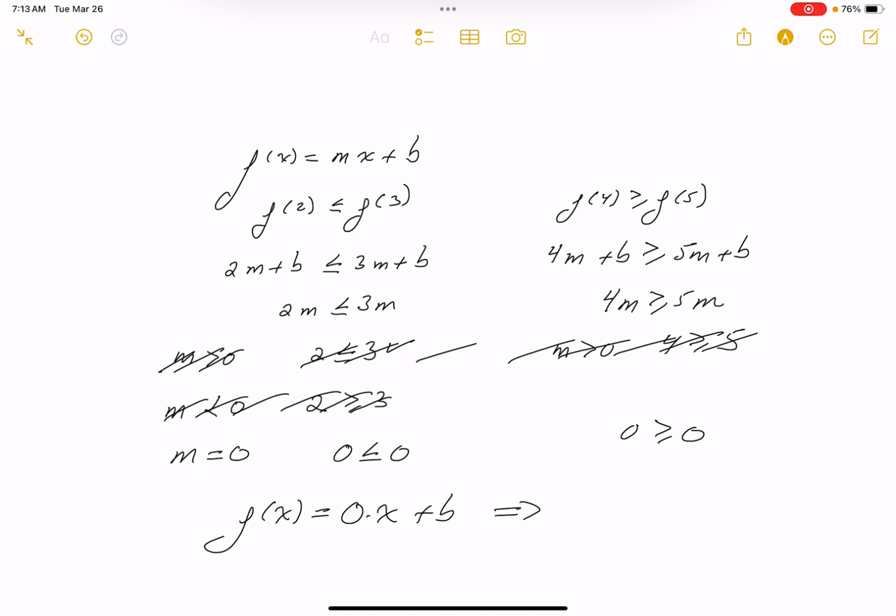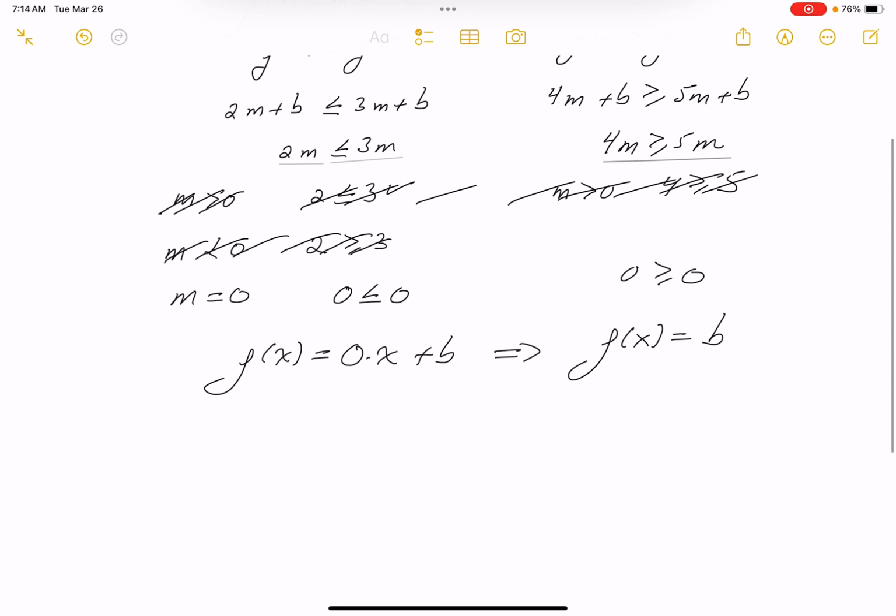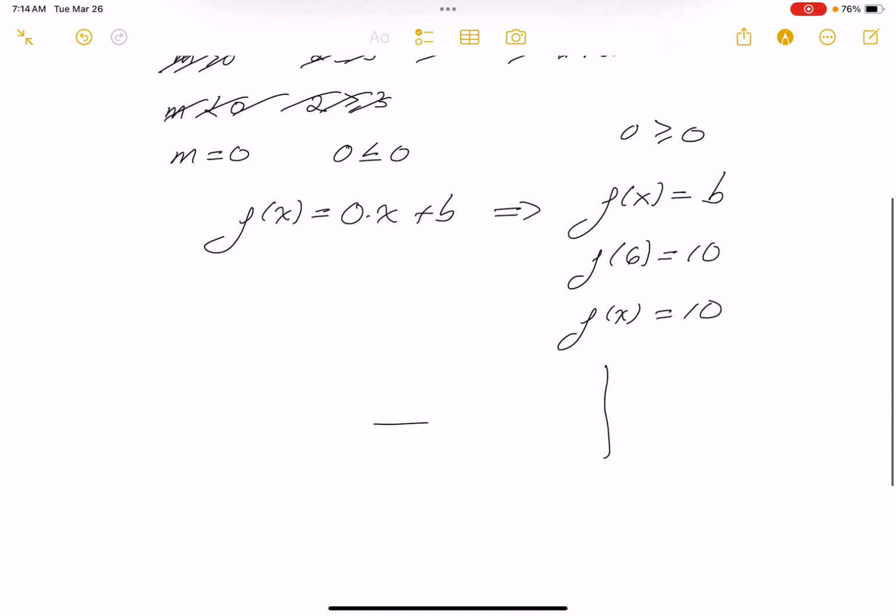All right, let me write this down a little simpler. f of x is just equal to b. Now, I want to go back to the question over here, and they give you a bunch of choices. But before I give you the choices, I want to point out they did say f of 6 is equal to 10. So what does that mean? f of x is equal to 10. What does that mean? I've got a horizontal line. Slope is 0. What does it look like over here? And what's that going to be?